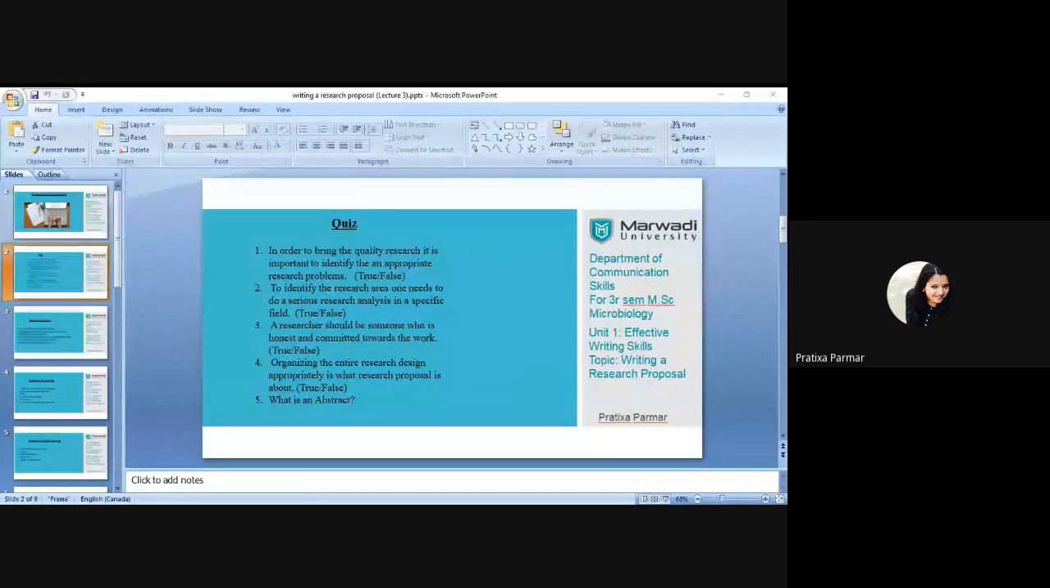Question number 2. To identify the research area, one needs to do a serious research analysis in a specific field. So most of you have answered true. That's really good. I really want Twinkle to justify why it is true. Justify the answer.